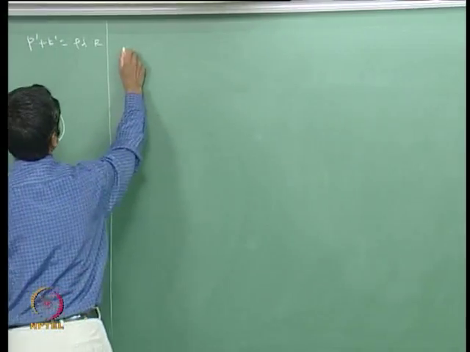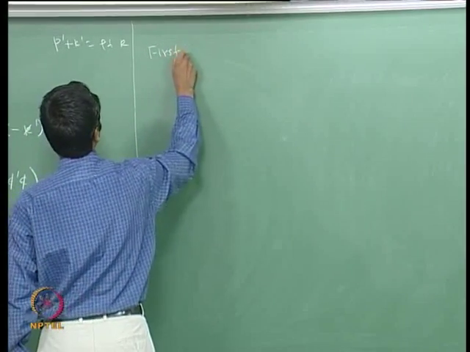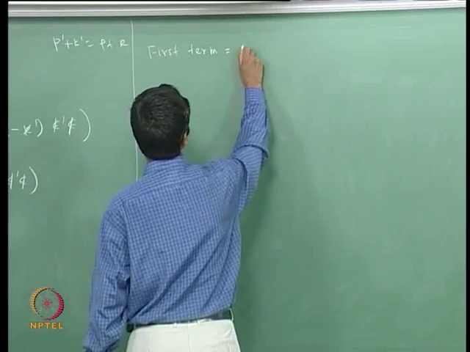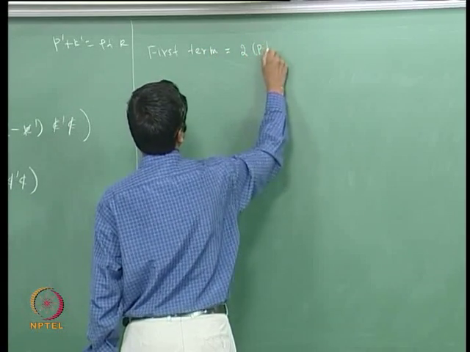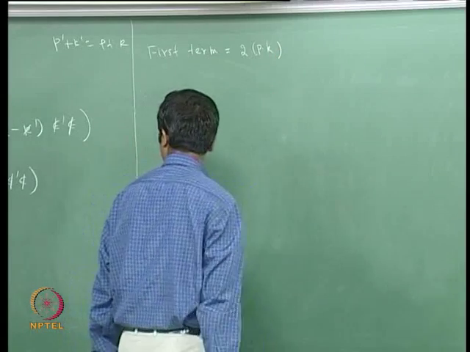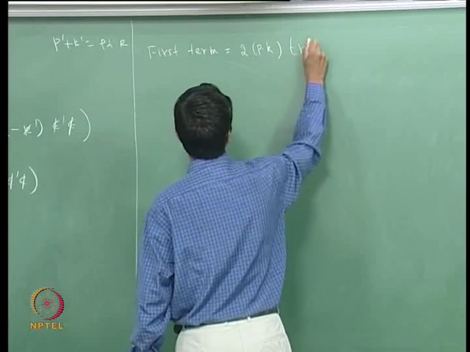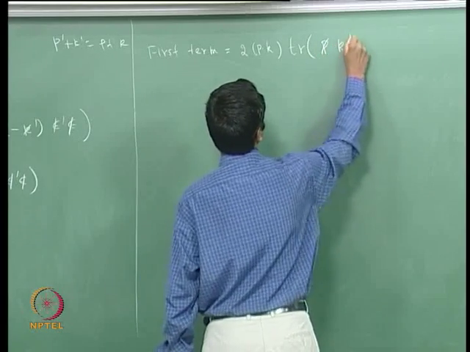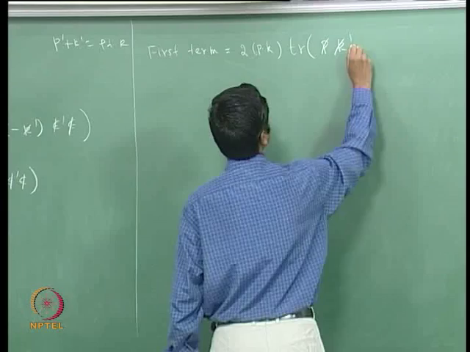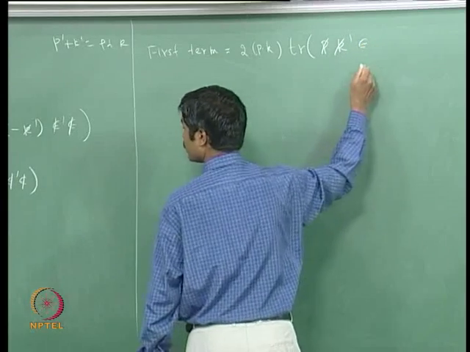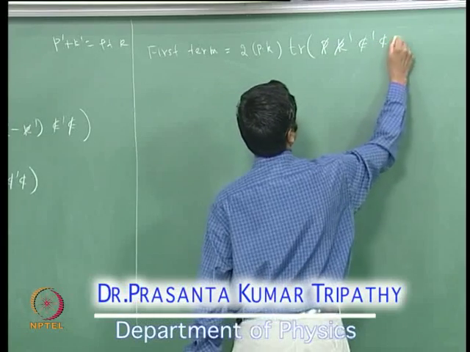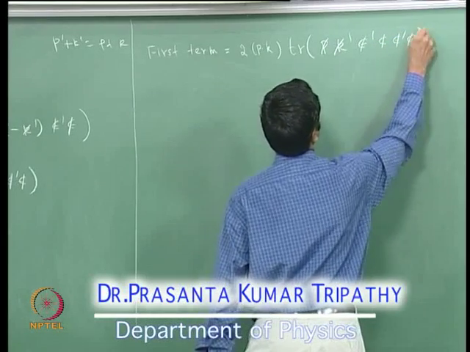So, we are evaluating the first term, and we have seen that this reduced to twice p dot k trace of p slash k prime slash epsilon prime slash epsilon slash epsilon prime slash epsilon slash.